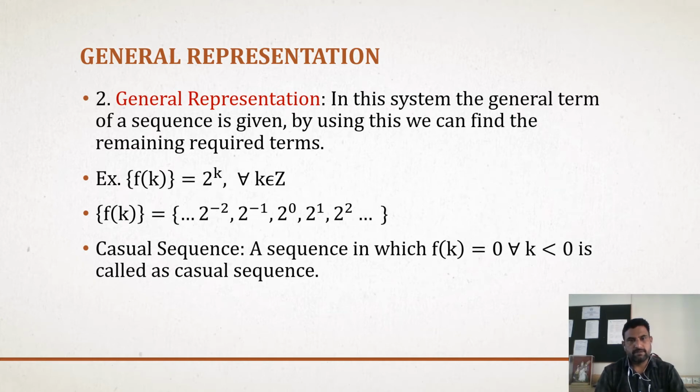Causal sequence. Next is causal sequence. A sequence in which f(k) equal to 0 for k less than 0, that is k is negative. If k is less than 0, that is k is negative, then the sequence is called a causal sequence.